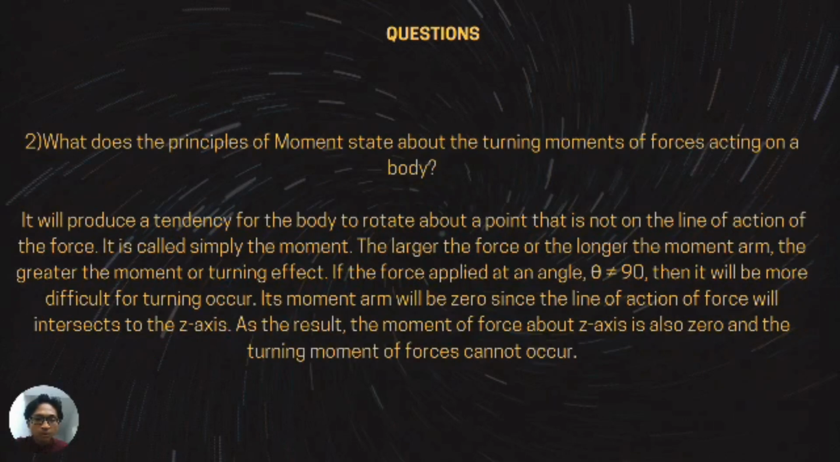Next question. What does the principle of moment state about the turning moments of forces acting on a body? It will produce a tendency for the body to rotate about a point that is not on the line of action of the force. It is called simply the moment. The larger the force or the longer the moment arm, the greater the moment or turning effect. If the force is applied at an angle of 90 degrees, then it will be more difficult for turning to occur. Its moment arm will be zero since the line of action of the force will intersect the z-axis. As a result, the moment of force about the z-axis is also zero, and the turning moment of forces cannot occur.